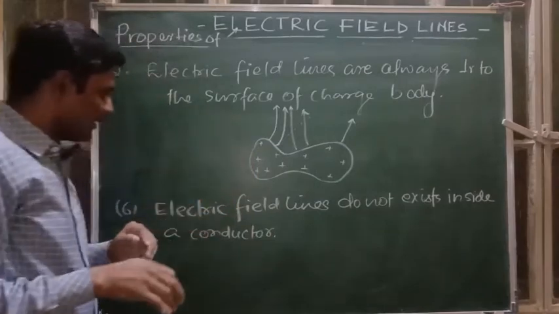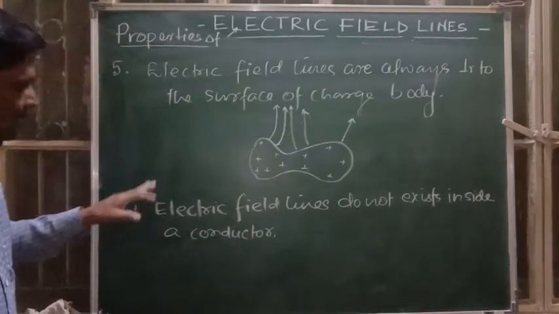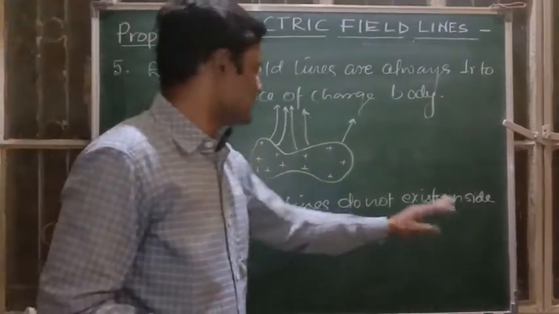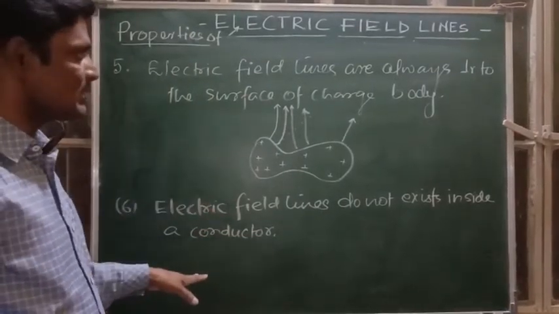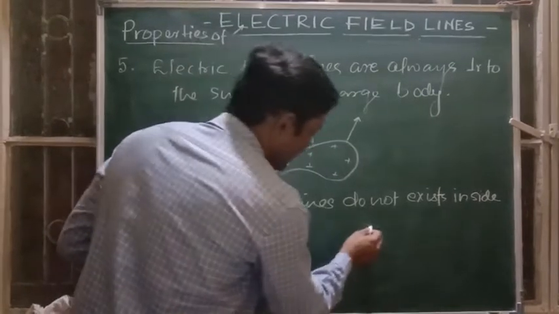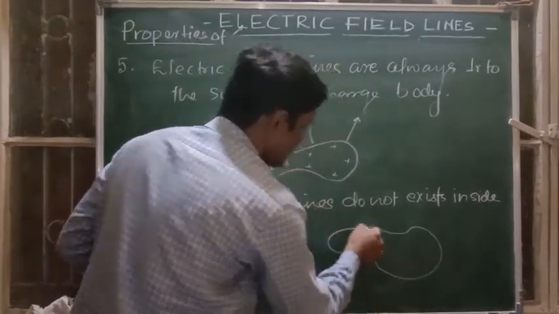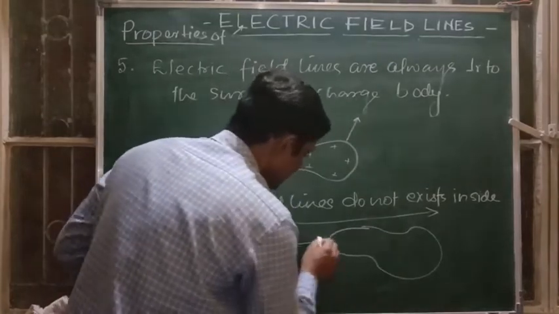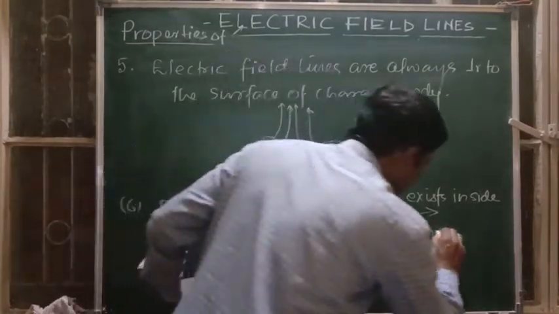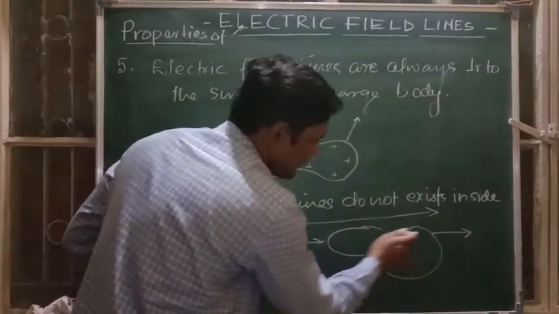The sixth property: electric field lines do not exist inside a conductor. There are some reasons why they do not exist inside a conductor. Suppose that we have a conductor like this. So when it is placed in an electric field, it must be entering or ejecting, but it doesn't appear here.